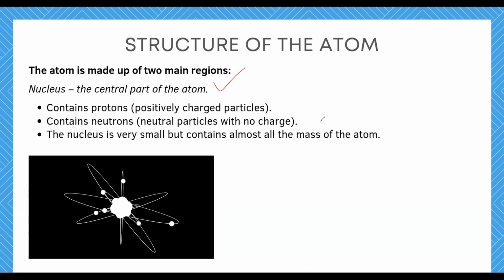If you look at this diagram that I have over here, you will see there is a part in the center, this part over here. Did you see that? Yes, sir. Very good. The nucleus is the central part of the atom, and there are certain things that are contained inside. There is the proton, and then there are the neutrons.